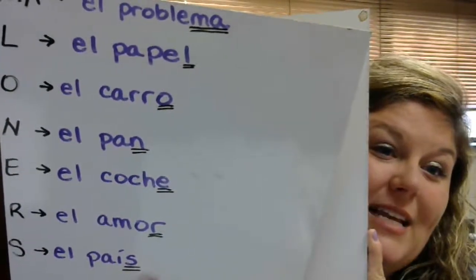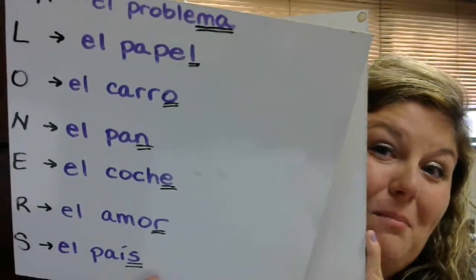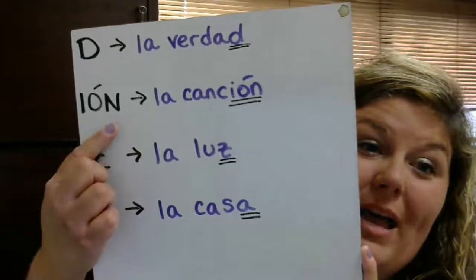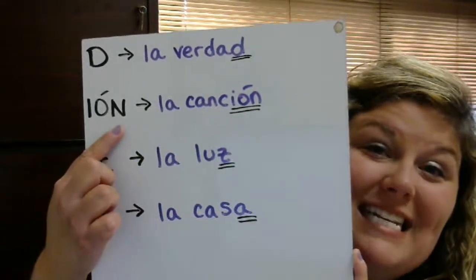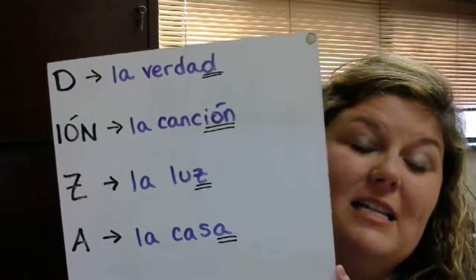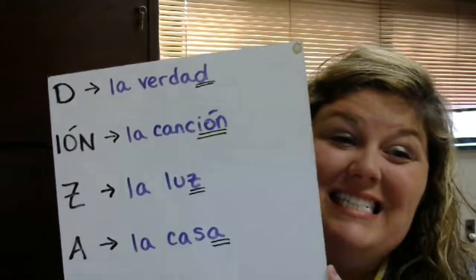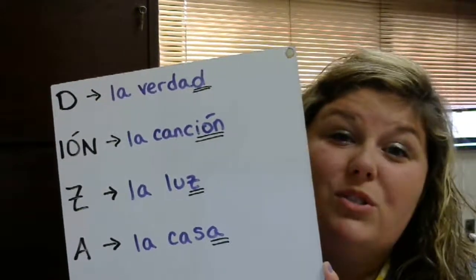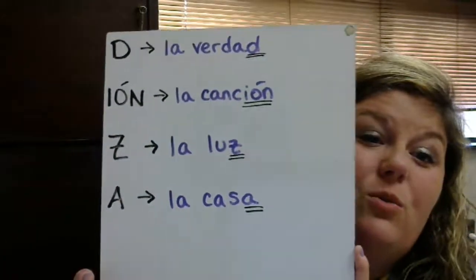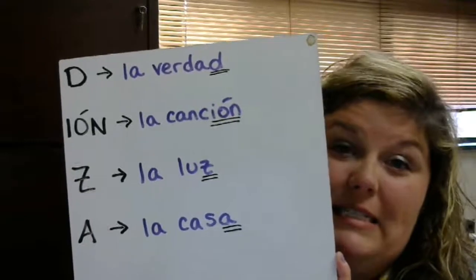Now, when we looked at M-A-L-O-N-E-R-S, we had a word that ended in N, which was el pan. So you're going to notice that here it's I-O-N. Watch out for that. Words that end in I-O-N are going to be feminine. And the letter Z. If a word ends in Z, like la luz, which means the light, la luz is a feminine word. It ends in Z.